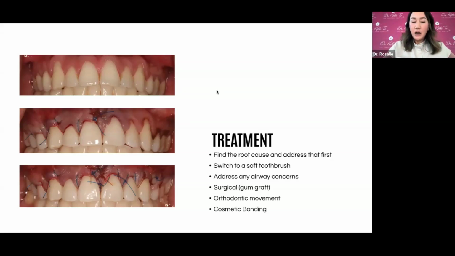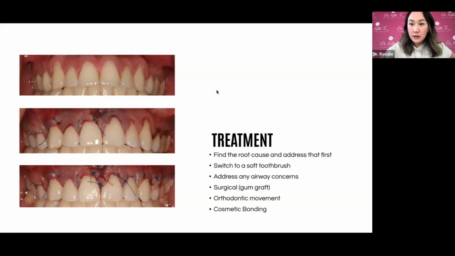In this case over here, I show that after I'm done with one side of the mouth, where you can see on the left side here, and then the right side, you can see the difference already, where the recession is being covered. A couple sutures are placed afterwards, and you have to make sure that you keep it clean, and then you come back about 2 to 4 weeks later, maybe 6 weeks later, and the sutures get removed.